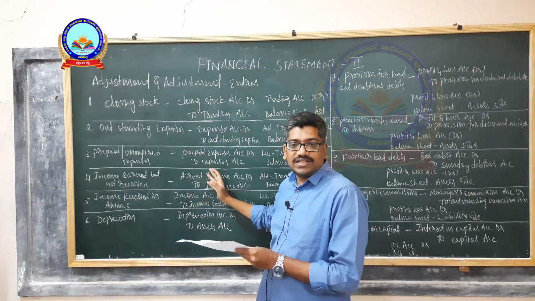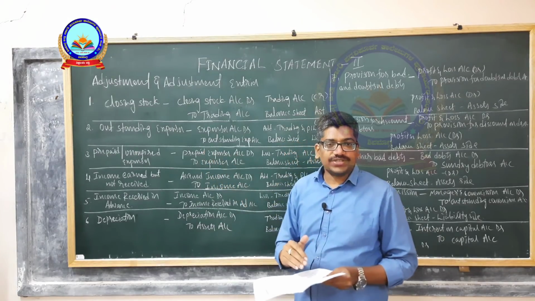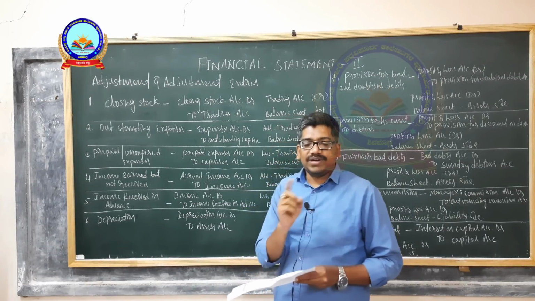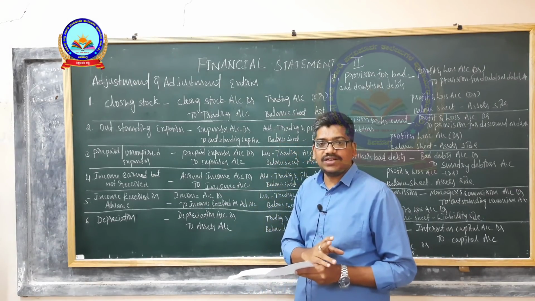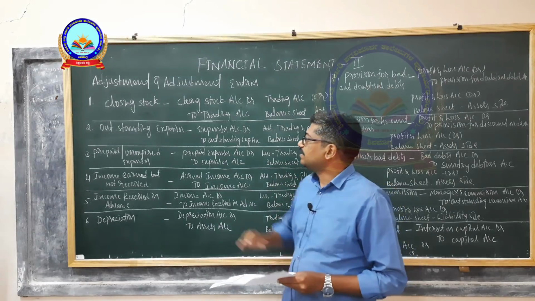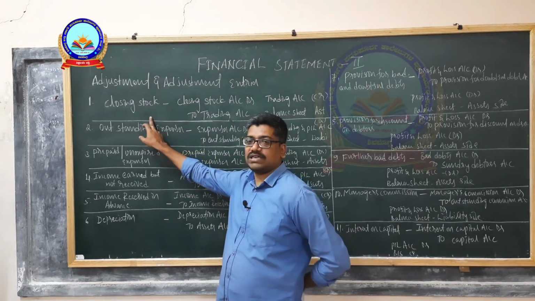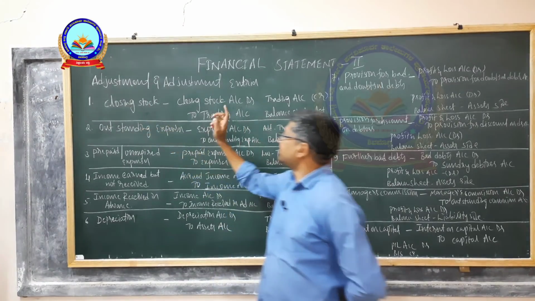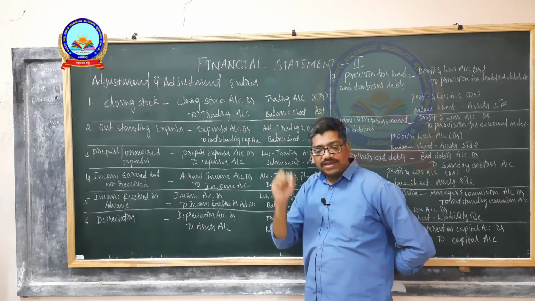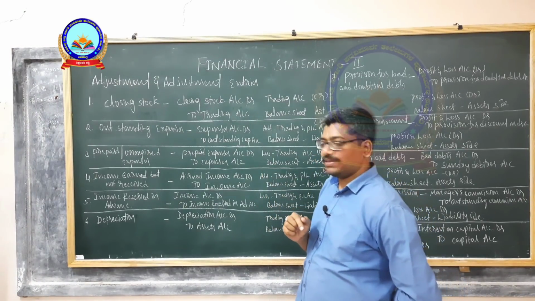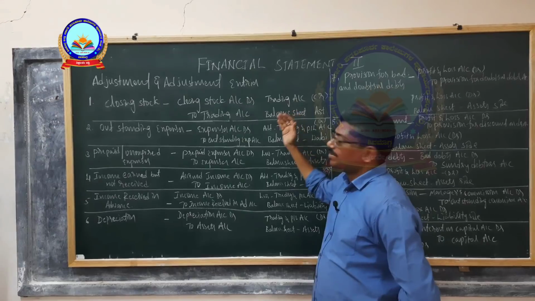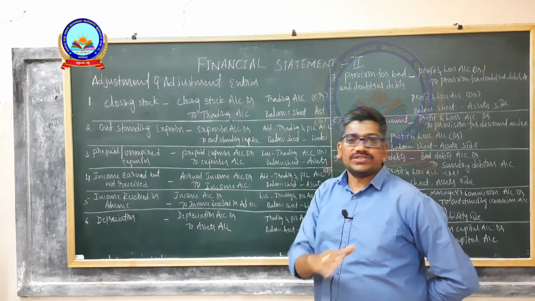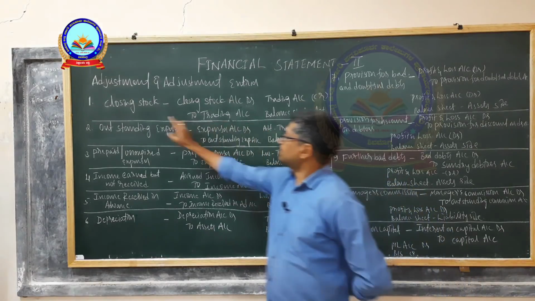Some adjustments need to be taken into account after completion of the books of accounts for a particular period, while preparing the financial statement. The first one is closing stock. How to consider and treat the closing stock, what journal entry we have to pass while preparing the financial statement, and where we need to record it, whether in the trading account or in the balance sheet, we have to see. So the first one, closing stock.